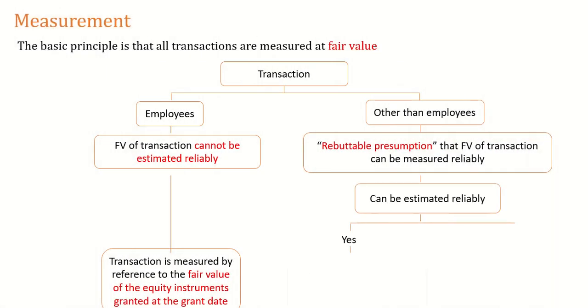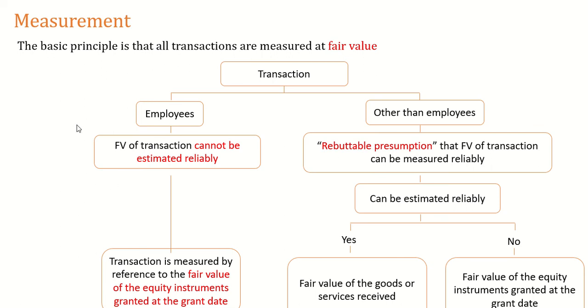It says two things. This transaction can happen either way. Anyway, you have to measure the equity settled share based payment transaction by using the fair value. This transaction can happen with an employee or with someone other than an employee. If the transaction happened with an employee, the standard says that you can't measure or estimate the fair value reliably. Therefore, don't take the fair value of the service that you get from your employee; instead take the fair value of the equity instrument at the grant date. Remember, you want to take the fair value of the instrument at the grant date.